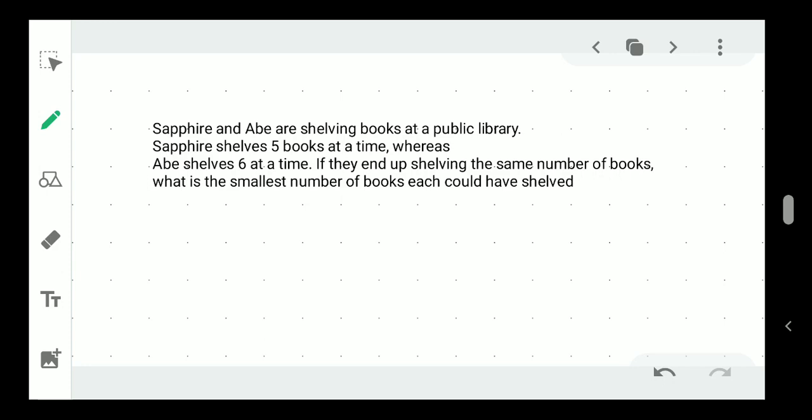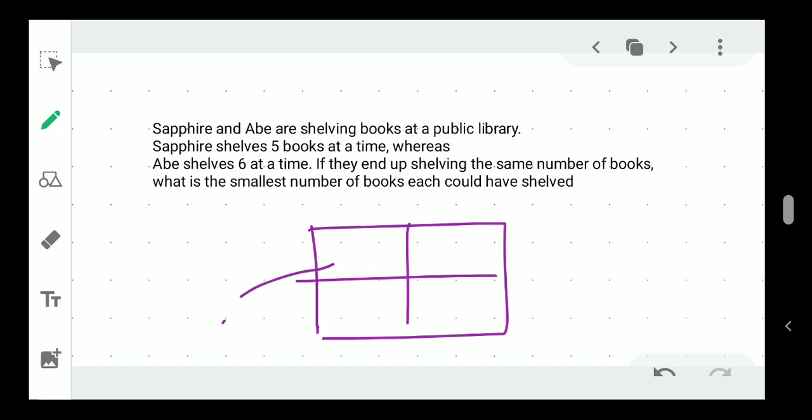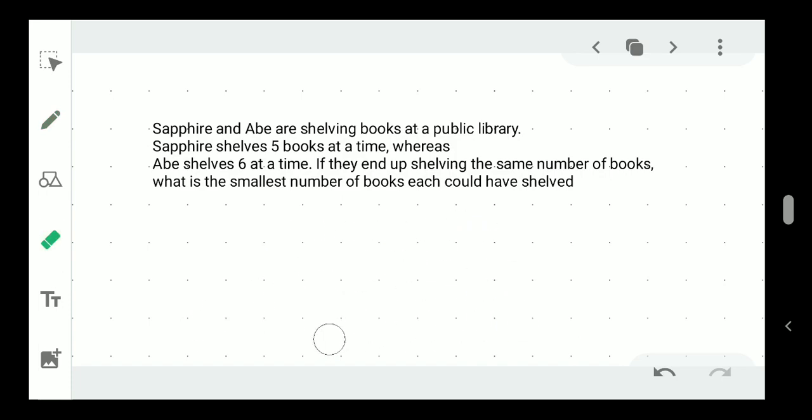Let's see this one. Sapphire and Abe are selling books at the public library. Sapphire sells 5 books at a time. So there are 5 books, and she sells, meaning putting the book into the shelf. Bookshelf, you know what a bookshelf is? When you put the book into the shelf, it is called shelving. Achha, it's a verb. Sapphire is the name of a person, and Abe is the name of a person. Sapphire can sell 5 books at a time, whereas Abe sells 6 books at a time.